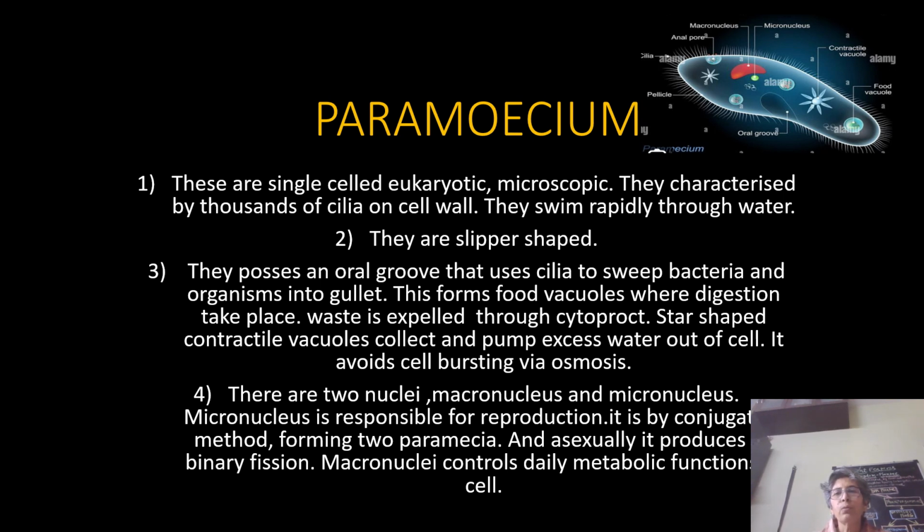There are two nuclei, macronucleus and micronucleus. The micronucleus possesses nuclear material, so sexual reproduction is by the conjugation method due to micronuclei only, and these form two paramecia, and asexual reproduction is by binary fission.